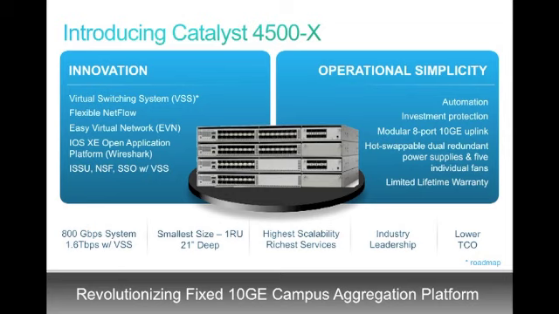We have the ability to have 2 power supplies and 5 fans, and these are fully redundant as well as hot swappable. And like the Supervisor 7E on the 4500E, we offer the same limited lifetime warranty. Some of the additional features include each switch has an 800 gigabit per second system. Now this is scalable to 1.6 terabits per second when used in the VSS mode. It's a very small size, only 1 rack unit, and 21 inches deep, which offers the highest scalability and the richest services in the industry. This offers a very low total cost of ownership.